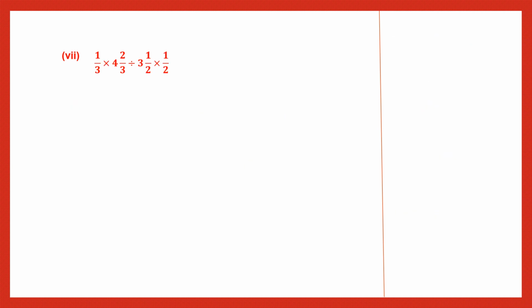Question 7. So here, as you can see, we have multiplication, division and multiplication again. So according to BODMAS, we have to do division first. That means this is what we need to work on, this part of it. Okay, so the first part will remain the same. 1 by 3 will be as it is. Then we have into. Now let's work out 4 2 by 3 divided by 3 1 by 2. First step is conversion.